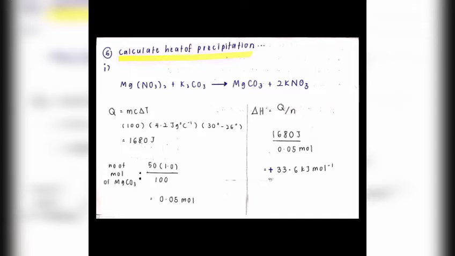To calculate the number of mole of magnesium carbonate, I use the formula mv over 1000. 50 cm³ times 1.0 mole over 1000 is equal to 0.05 mole. Hence, 1680 joule divided by 0.05 mole is equal to 33.6 kilojoule per mole. For the ionic equation, Mg2+ plus CO3 2- equal to MgCO3.